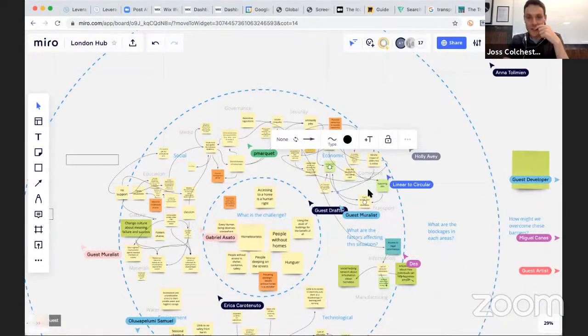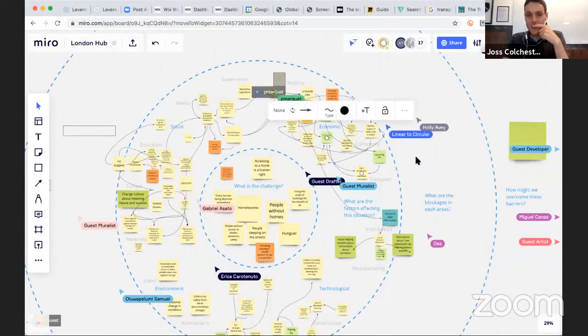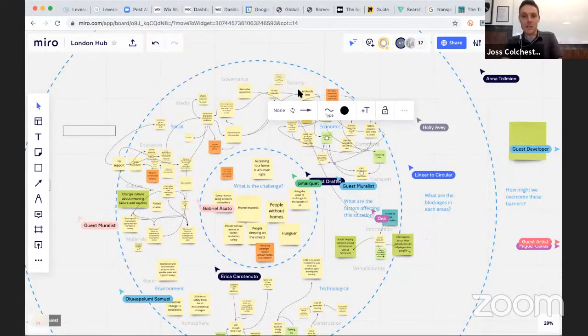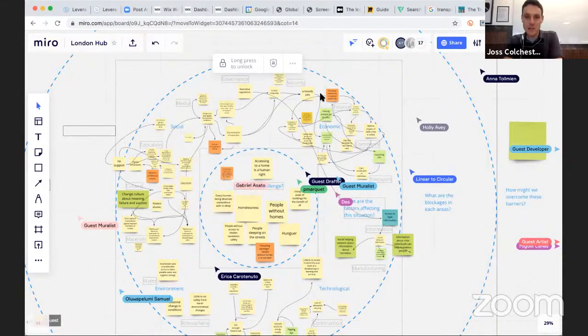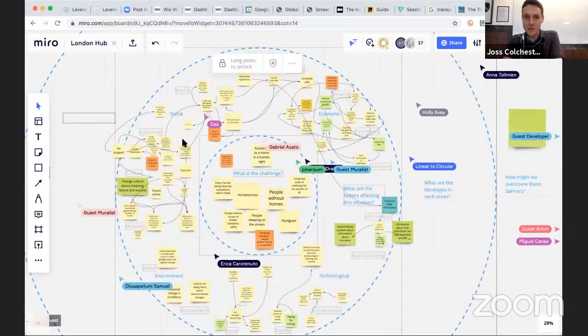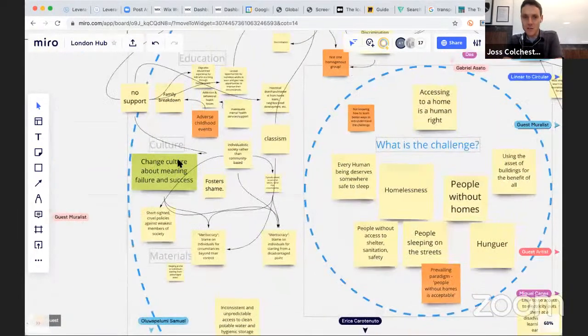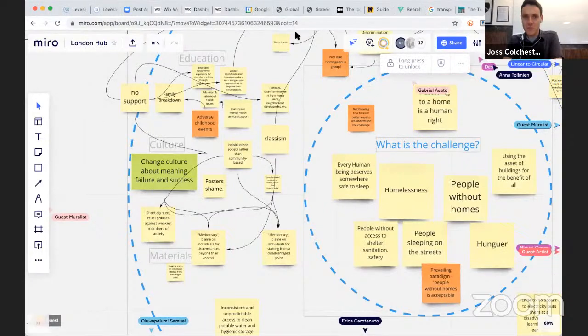Obviously there's a lot of, in this particular one we're dealing with, right? There's a lot of stuff around economics and finance and jobs, employment. It's a kind of socioeconomic challenge. And then there's a lot of stuff over here around culture. And also we're gonna have a lot of kind of psychological stuff also. You know, a homeless person isn't just a homeless person. They normally have multiple kind of issues going on.